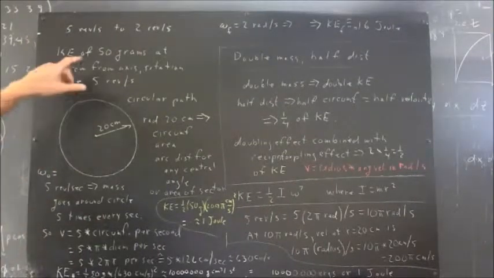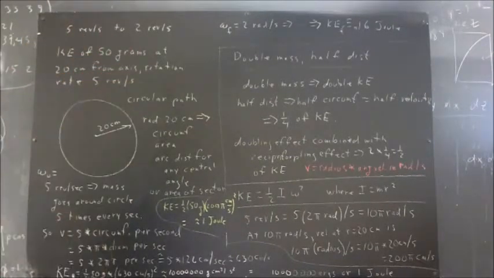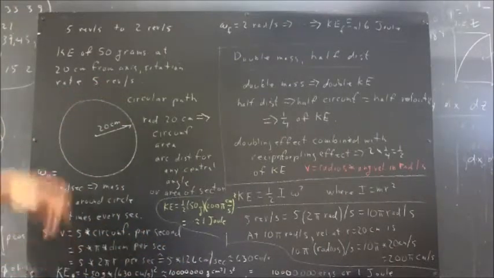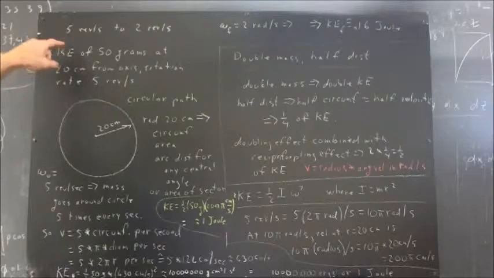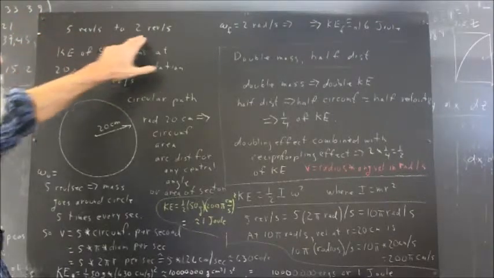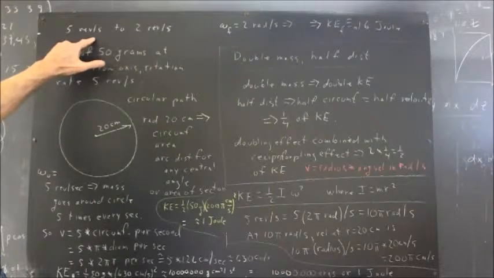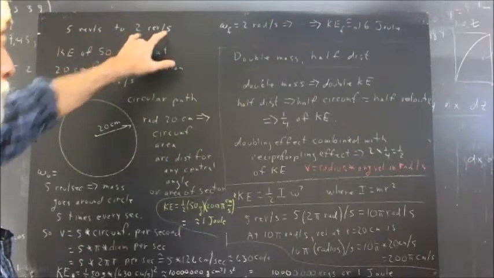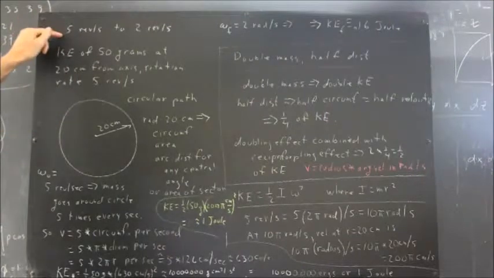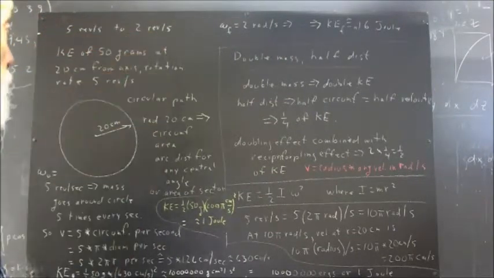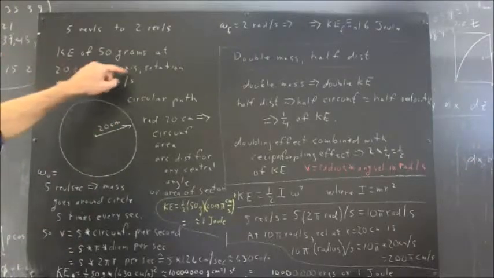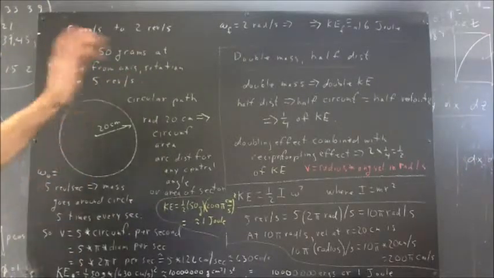We have a 50 gram mass sitting on some rotating disk or some rotating object that's going through 5 revolutions per second initially, and after some interval, 2 revolutions per second. We want to find its kinetic energy at 5 revolutions per second and at 2 revolutions per second if it's at 20 centimeters from the axis of rotation.